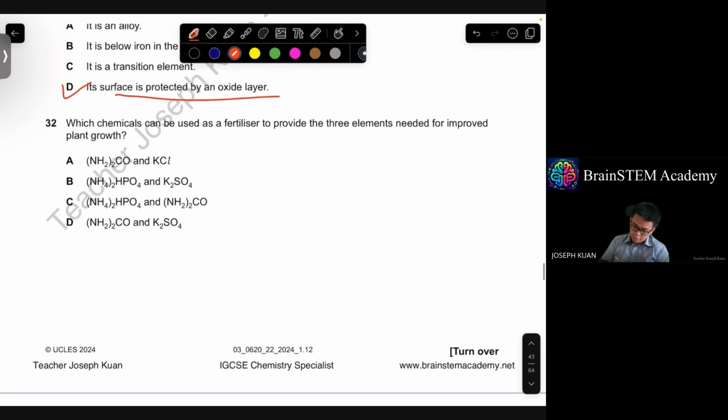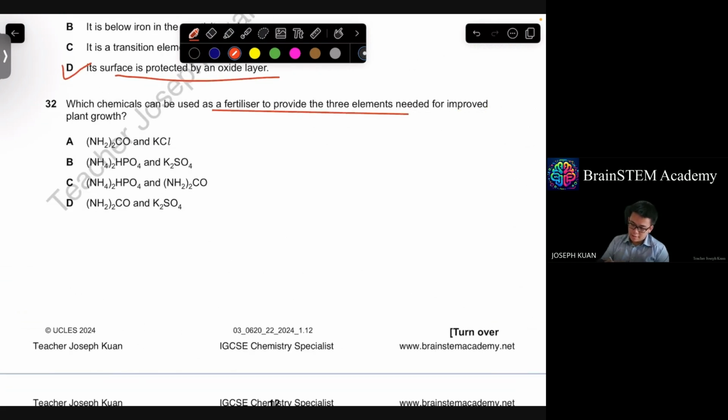Next, which chemical can be used as a fertilizer to provide the 3 elements needed for improved plant growth? So the 3 elements are N, P, K. So pick the one with all N, P, and K, and that should be the answer. So B is the answer.